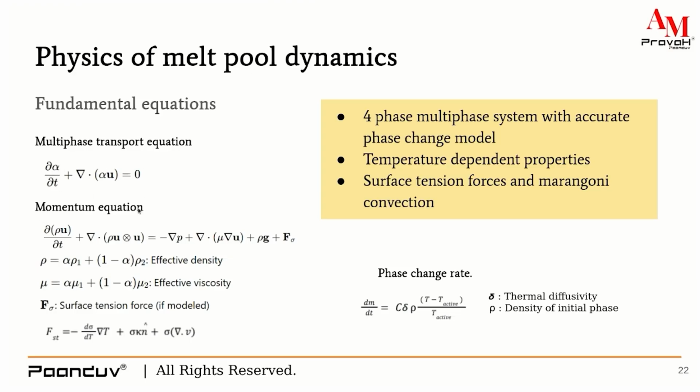The final outcome from this slide is that we are using a four-phase multi-phase system with an accurate phase change model. The temperature dependent properties make the overall system more accurate, and you can deploy these temperature dependent properties of different alloys into the system. The surface tension forces and Marangoni convection will decide the fluid flow behavior, and we have accounted explicitly for surface tension forces.